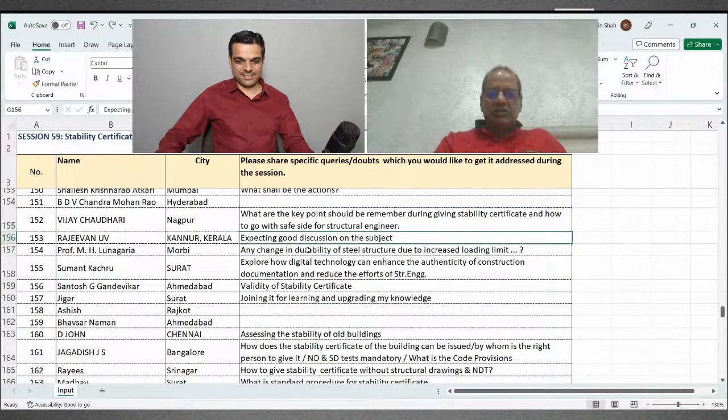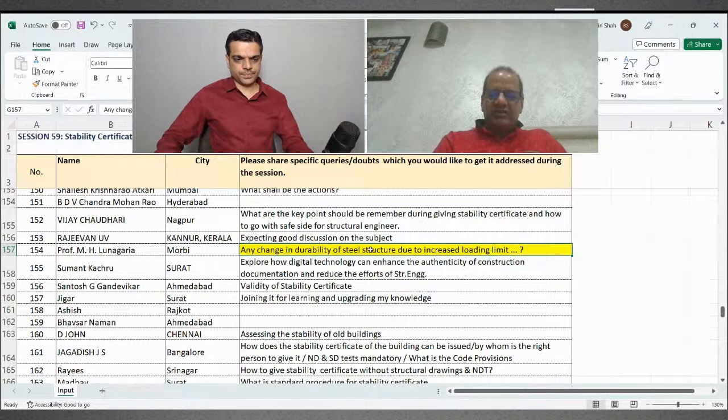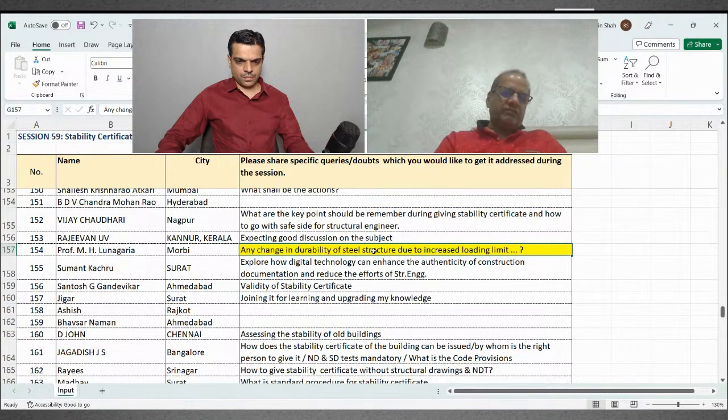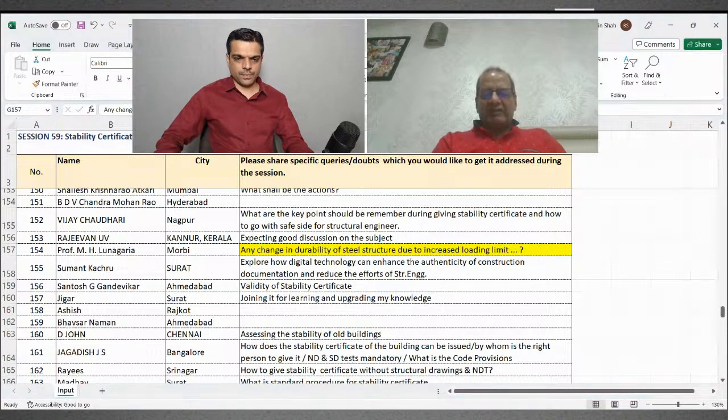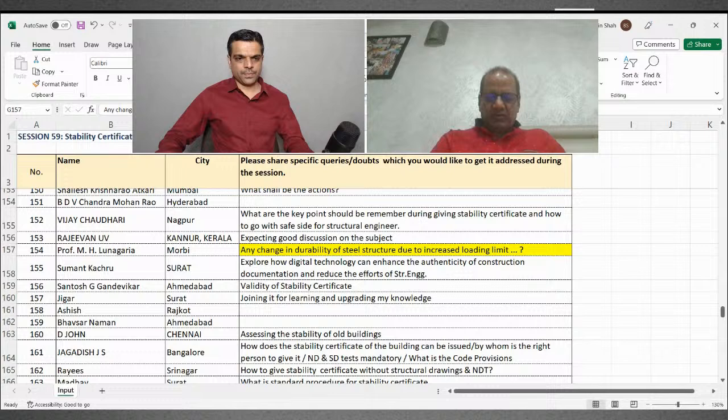Then, any change in the durability of steel structure due to increased loading limit? If there is any change in the loading, then the entire stability is affected and recertification with reanalysis has to be done. Many industrial clients are coming to us saying they are going to install solar panels on the roof, and for that they want to ascertain the structural stability, and we are doing that for many of them.